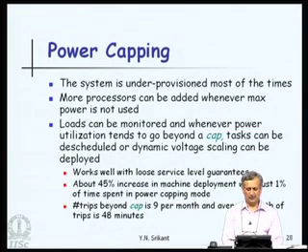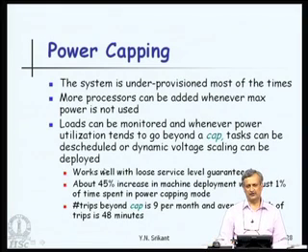But suppose we add more CPUs and suddenly the processors start executing programs which require high power consumption. That is possible, right. In such a case, we could be exceeding the power consumption of the system beyond the rating. So, the system is under provisioned most of the time. More processors can be added whenever maximum power is not used, but then loads can be monitored, and whenever power utilization tends to go beyond a cap, that is whatever threshold we set, tasks can be descheduled or dynamic voltage scaling can be deployed.